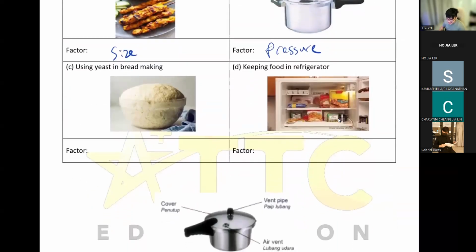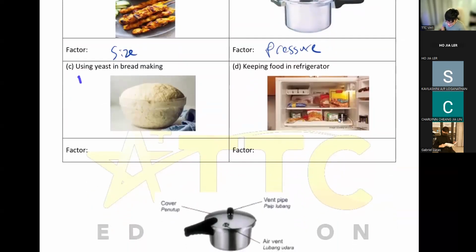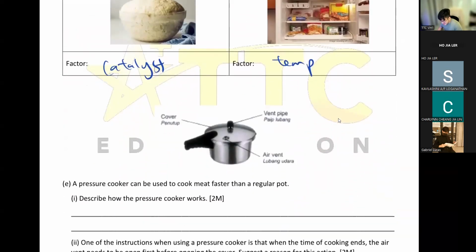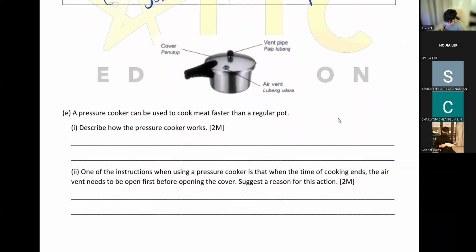Okay, anyway, so C. Using yeast in bread making. What factor is this? Good, catalyst. Wow, easy, huh? Keeping food in fridge. Ayo, I mentioned this already lah. So this is your temperature. Yes. Okay, this is so easy, isn't it? Let's look at pressure cooker.